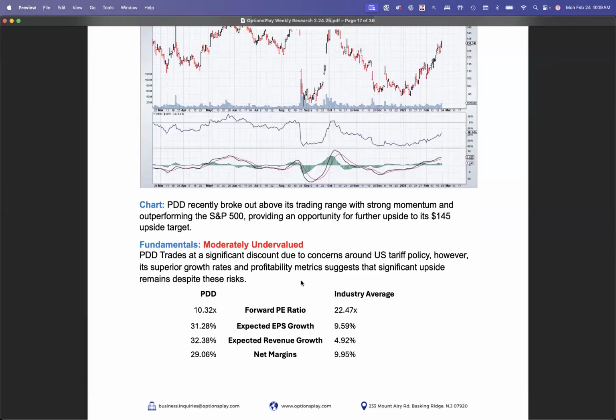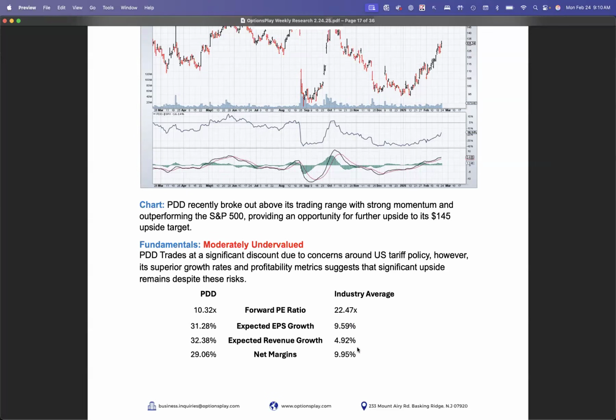Now, the thing is that despite the risks that I just referred to, look at the valuations it's trading at. Industry average of 22 versus PDD trading at 10 times forward earnings. But if you look at the growth expectations, we're talking about growth faster than the industry, right? So 31 to 32% top and bottom line growth. There's almost no US retailer or consumer discretionary stock that's touching a candle to what PDD is experiencing in terms of top and bottom line growth.